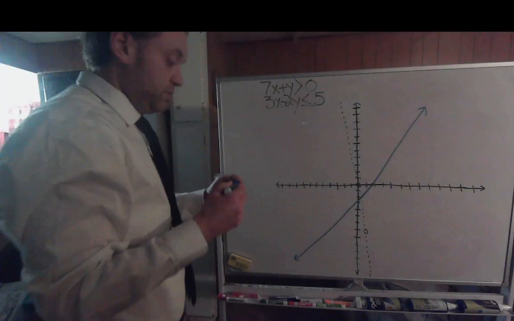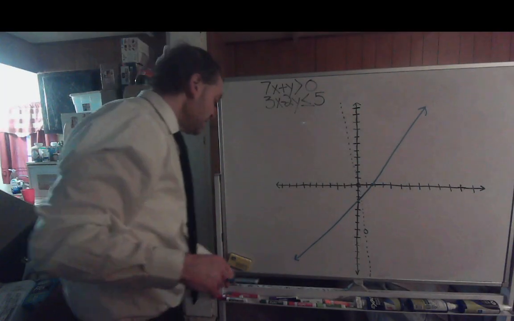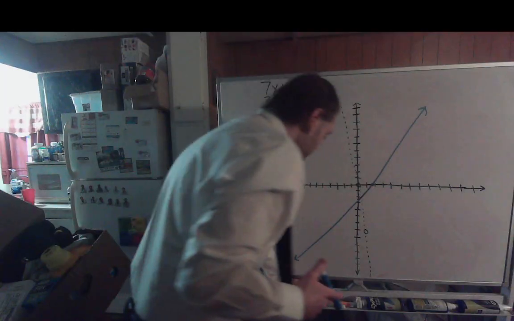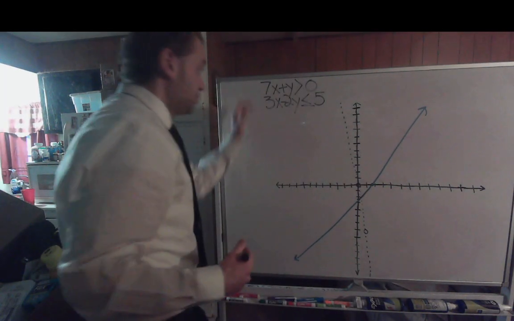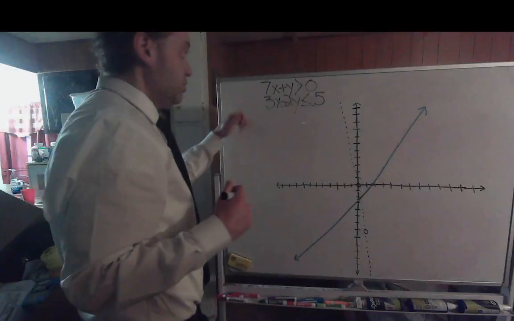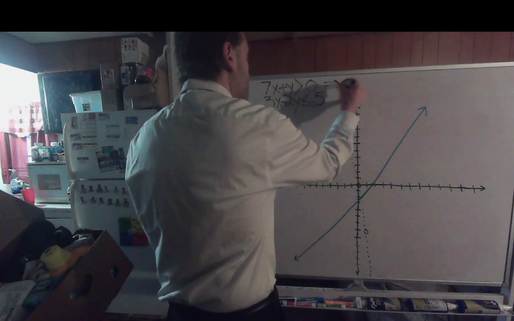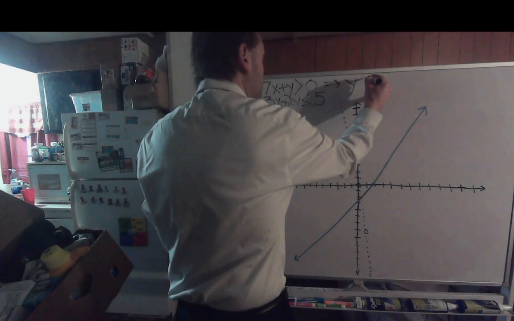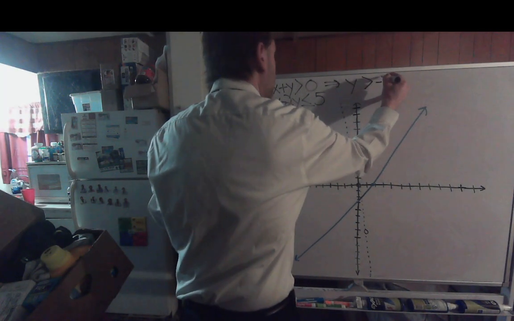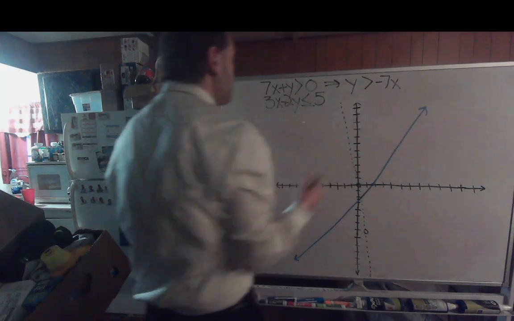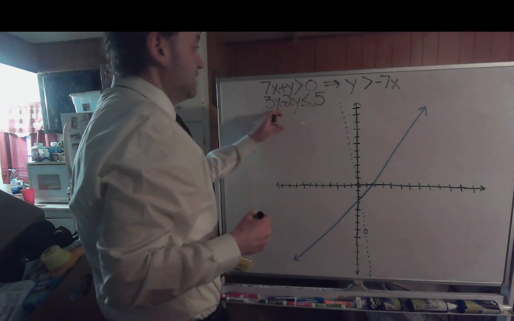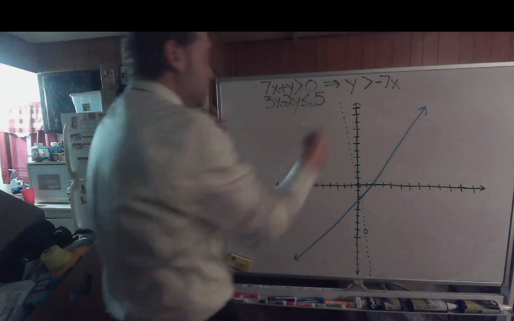And there you go. Now, in order to figure out where we need to shade, I'm going to suggest we convert these to slope-intercept form. So 7x plus y greater than 0 is just going to give you y is greater than negative 7x. And then let's get the y by itself to start with here.